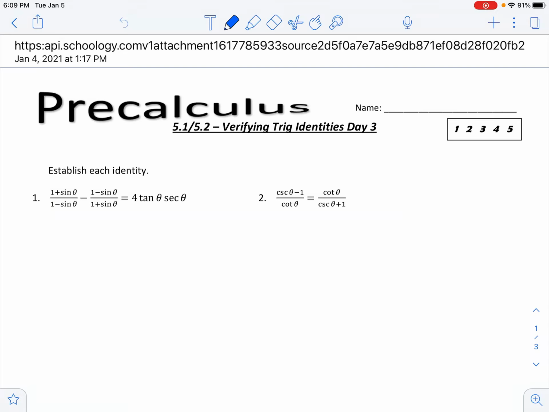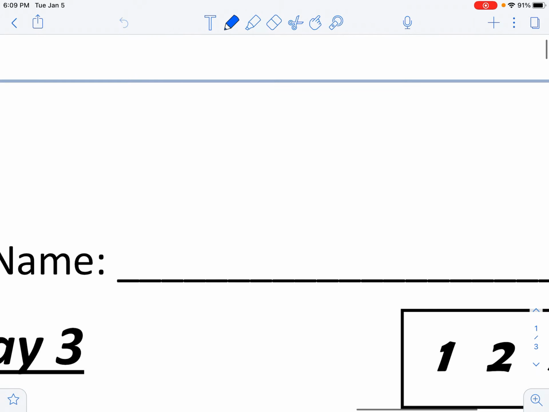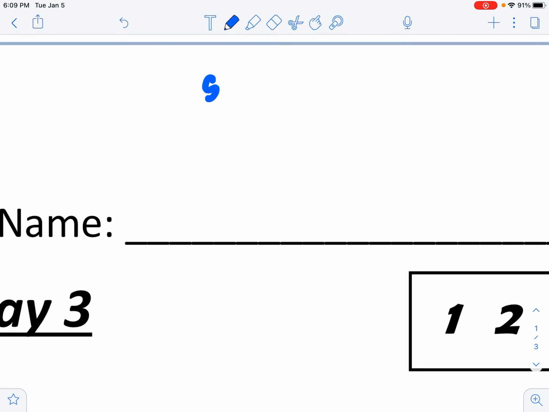All right, so day 3 of establishing identities, same idea. This is straight up practice. There's no new information here. It's just practicing what we've been doing. Okay, so per usual, when I start, I'm going to write my 3 trig identities right at the top of my paper so I can refer to them.